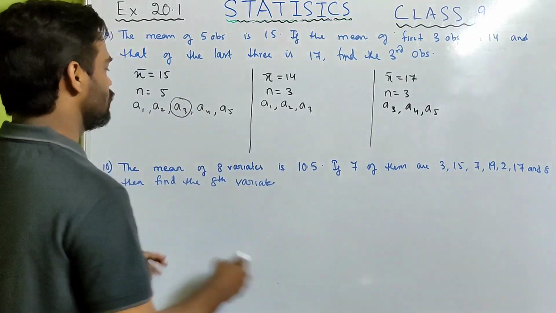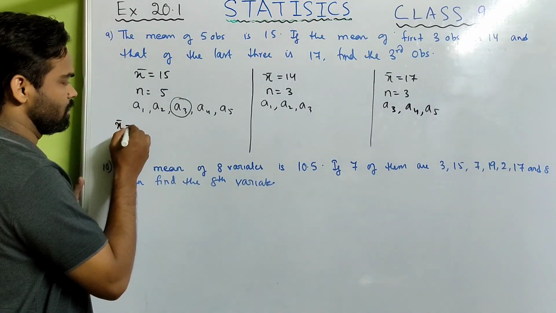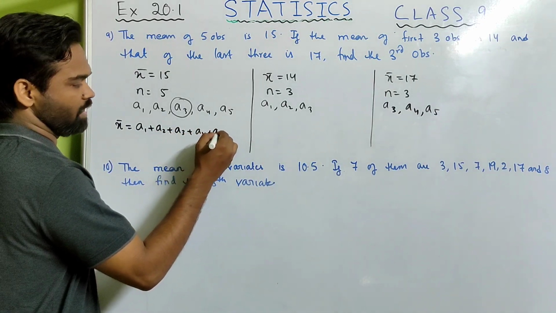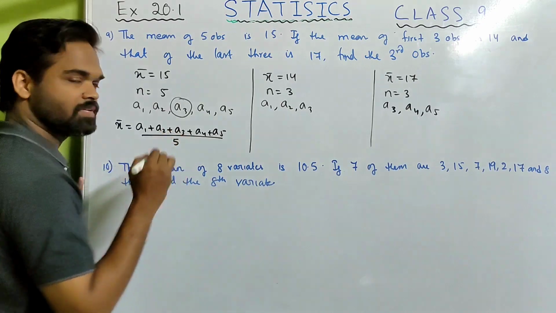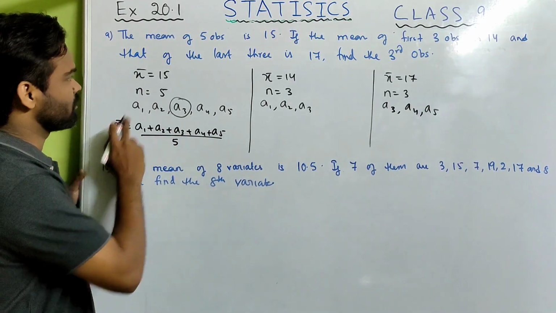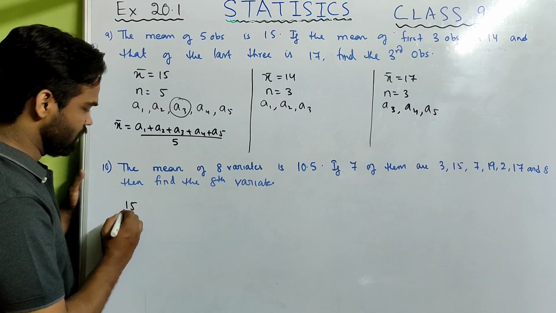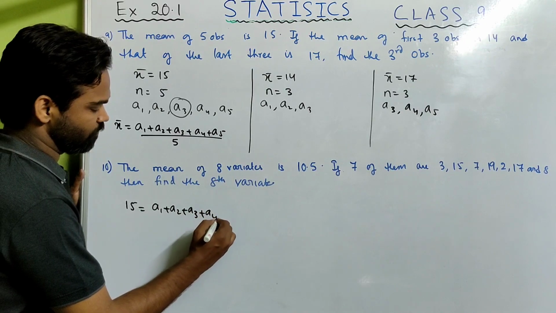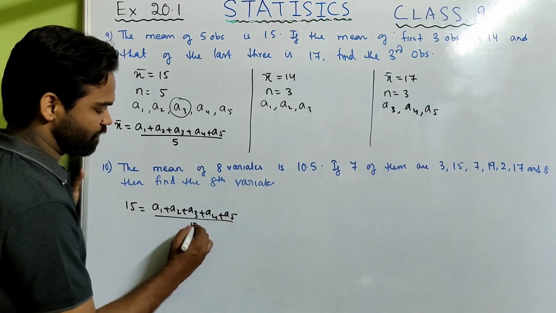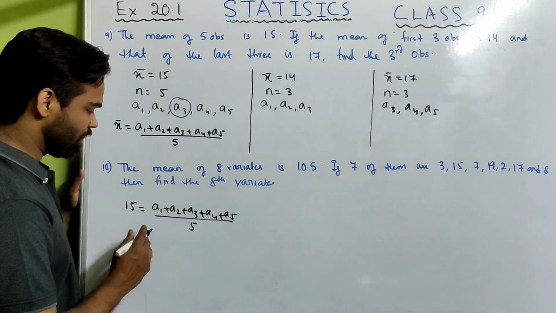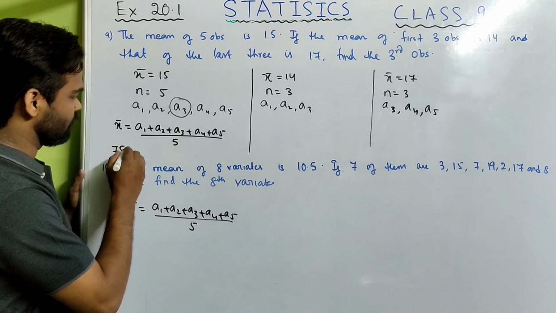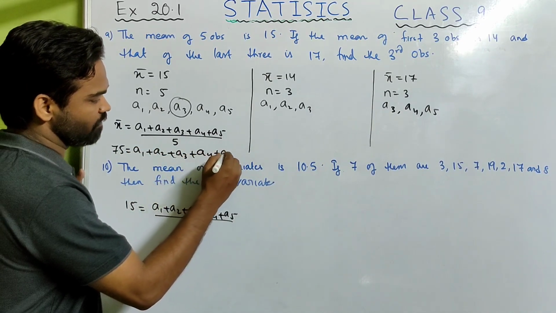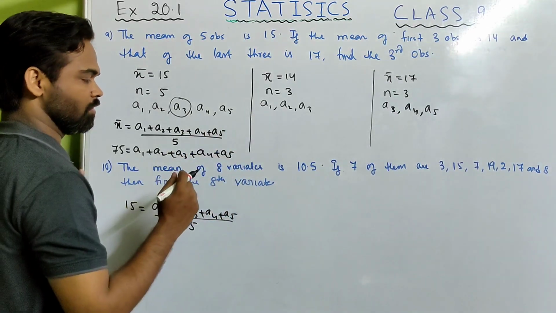Very easy. Look over here. We can write mean equals A1 plus A2 plus A3 plus A4 plus A5, sum of observations by 5, isn't it? The mean is given to us as 15. So we can say 15 is equal to A1 plus A2 plus A3 plus A4 plus A5 by 5. 15 5s are 75, isn't it? So 75 equals A1 plus A2 plus A3 plus A4 plus A5. We got this.